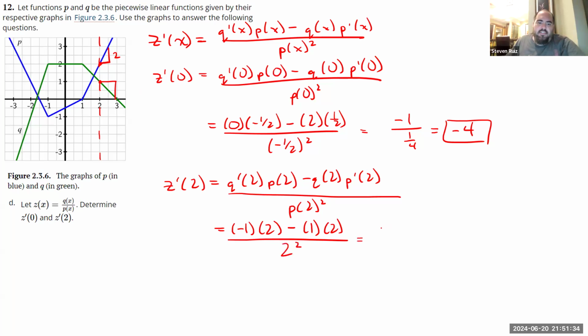So now we can calculate this. We get -2 minus 2 all over 4. So -4 over 4 or -1. All right, so those are our two values for a derivative of the points we cared about.